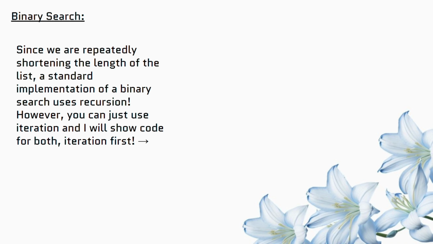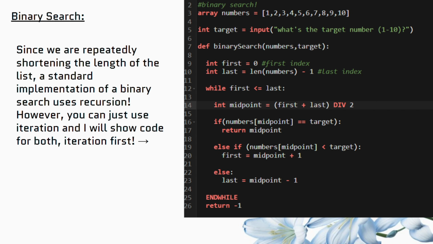But since it can be implemented iteratively, they could be asked to write the program for a binary search. So here's the iterative approach. How it works is we have an array of numbers, same as before, and we have a target, and this is the function. So it takes in numbers and the target node, and it establishes two variables.